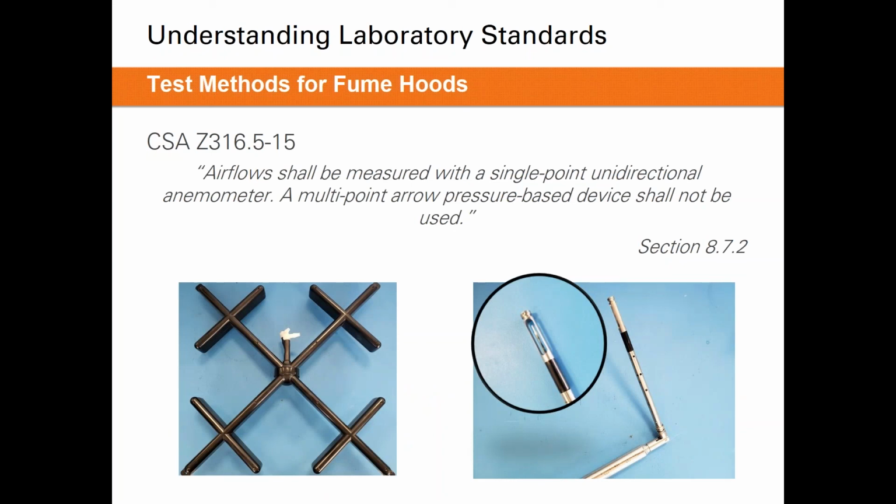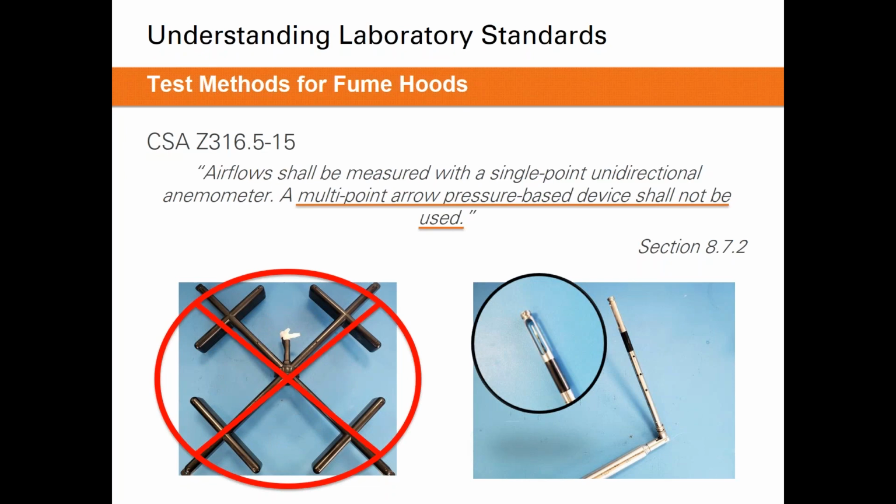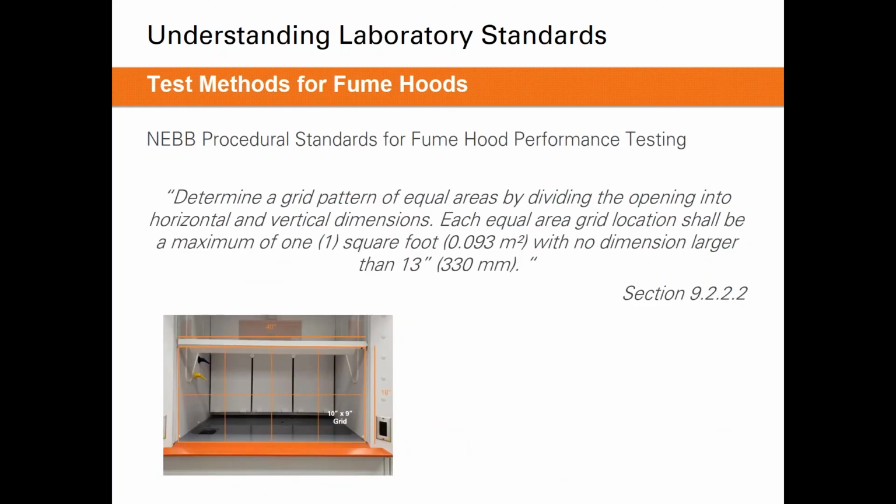CSA does call out specifically that velocity grids should not be used for face velocity measurement. We should be using a single point anemometer. The last standard that we'll discuss today is the NEB procedural standard for testing fume hood performance.